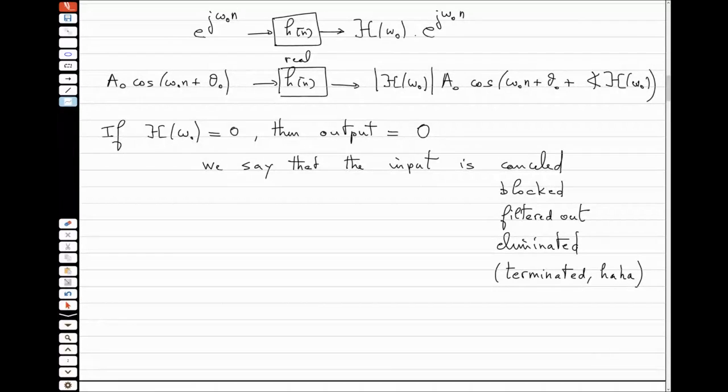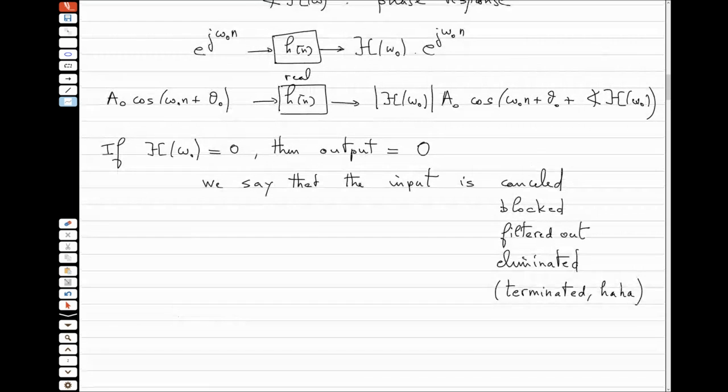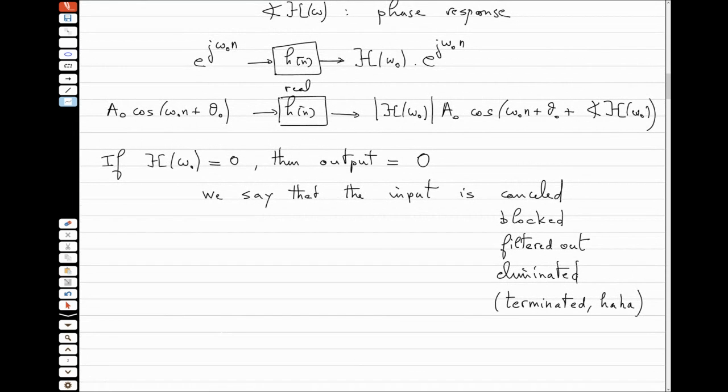Or you can invent your own term anytime you want. But what is important is to understand that it is sufficient for just a scaling factor to be 0 for the whole output to be 0.